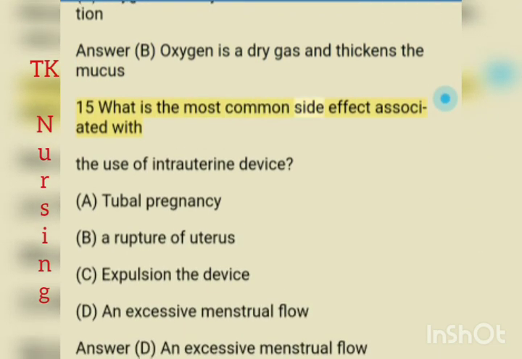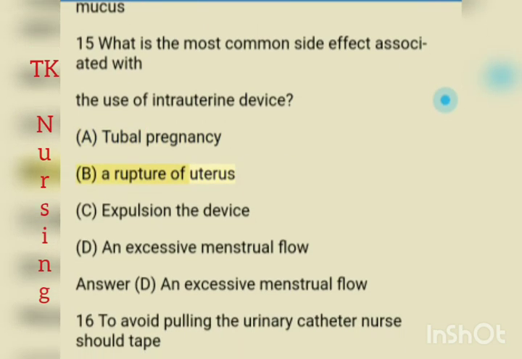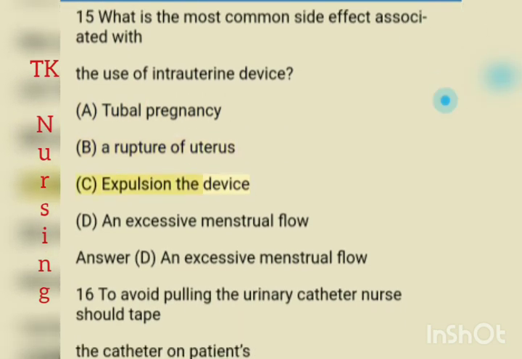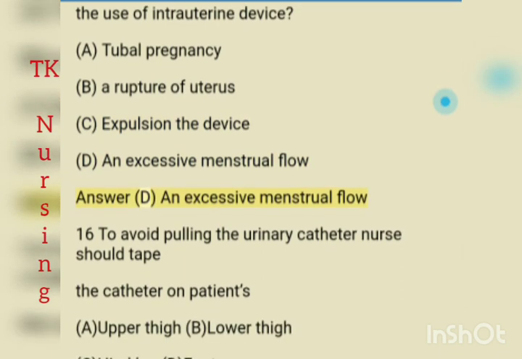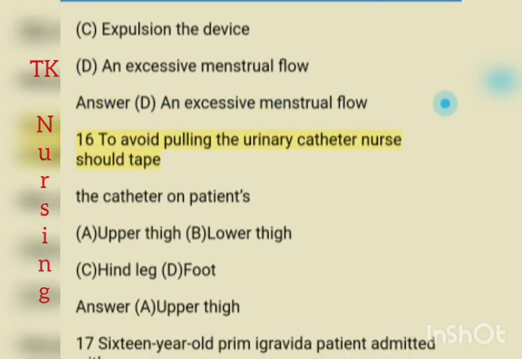15. What is the most common side effect associated with the use of an intrauterine device? A. Tubal pregnancy. B. Rupture of uterus. C. Expulsion of the device. D. An excessive menstrual flow. Answer D. An excessive menstrual flow.